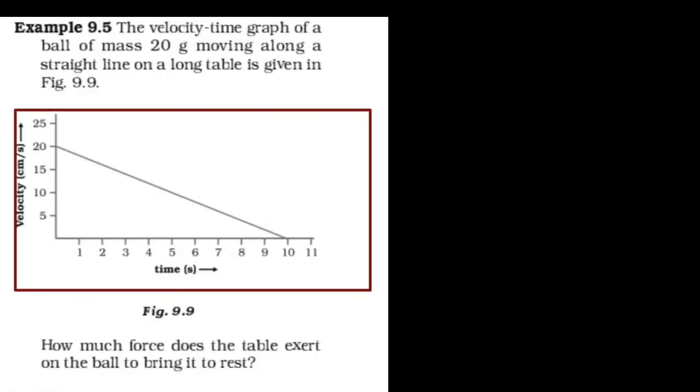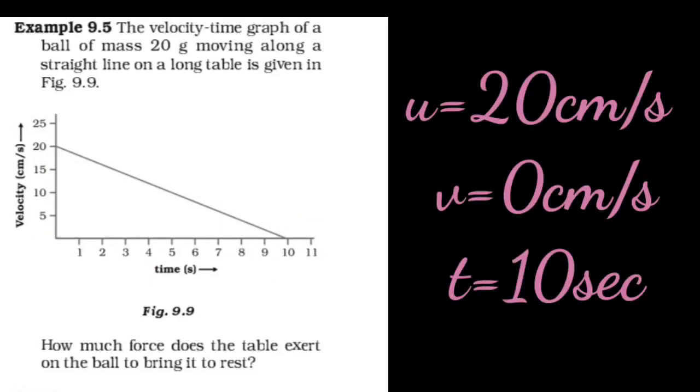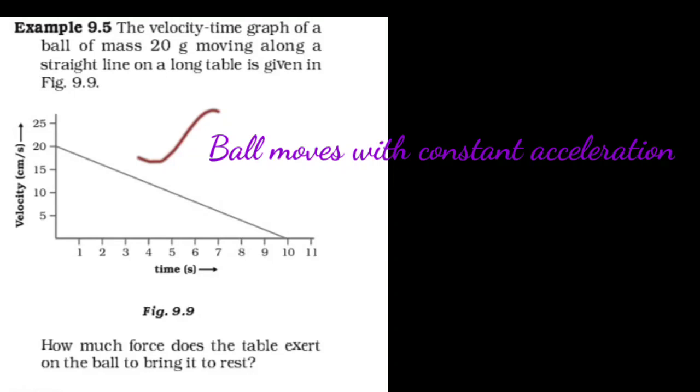So in this numerical, a velocity time graph is given. This is the velocity time graph of a ball moving along a straight line on a long table. Mass of the ball is 20 grams. We will convert all the units into SI. Initial velocity is 20 centimeter per second. Velocity decreases to 0 in 10 seconds. So u is equal to 20 centimeter per second, v is equal to 0 centimeter per second, and t is equal to 10 seconds. As the velocity time graph is a straight line, this means the ball moves with a constant acceleration.